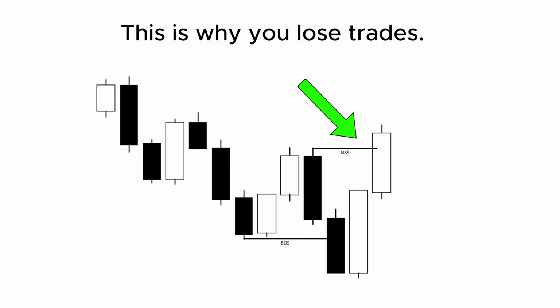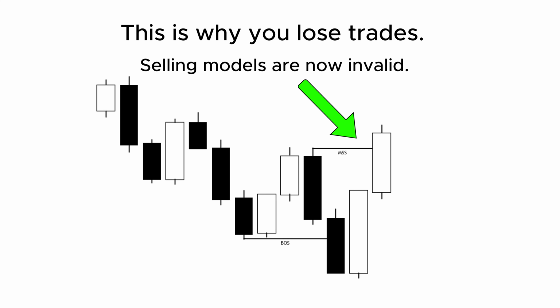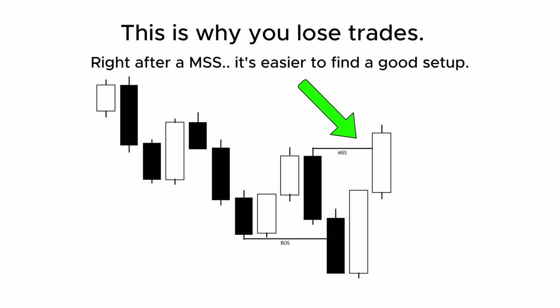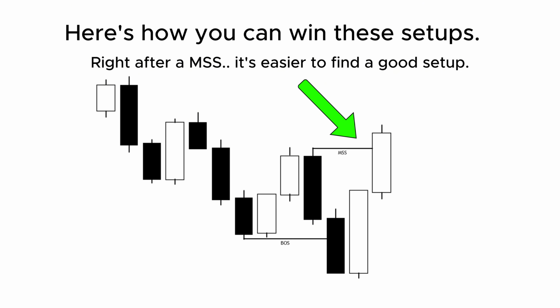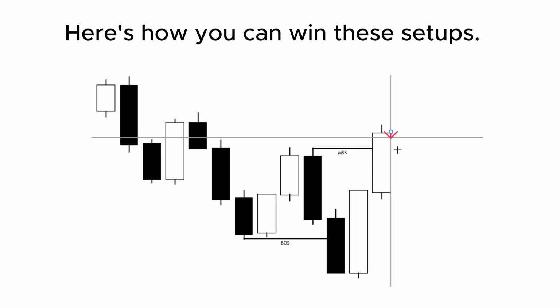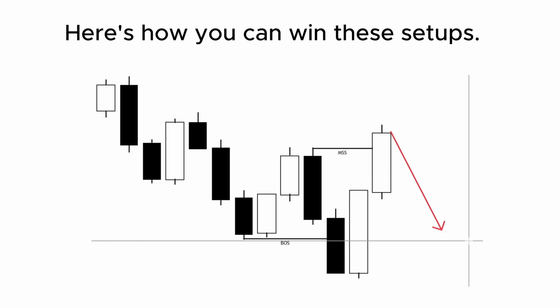For example, this break that took out many sellers' stop losses actually broke above the last high while being in a downtrend. So you skip the important part that the market has probably now reversed into an uptrend, so the selling entry models are now invalid. But this is when you have the highest chances of catching a good setup, right after a market structure shift. The shift indicates that the trend has reversed, and after any significant break, we expect a pullback.